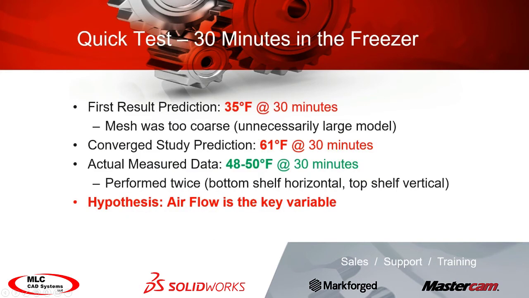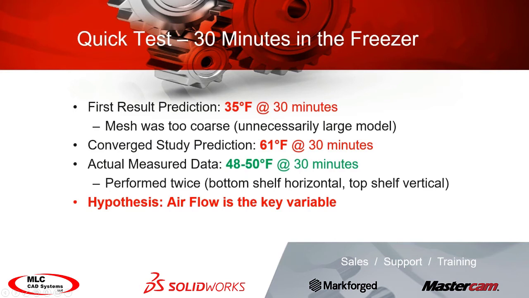So for my first test, I just said, well, let's just go throw a beer in the fridge or in the freezer for 30 minutes. So my first prediction was 35 degrees at 30 minutes, but we found that that was not even close. We converged the study at 61 degrees, but then when I did it and measured it, we got 48 to 50 degrees. I did it twice, one on the top shelf, one on the bottom shelf, and you can kind of see there was a couple of degrees of difference. So I'm still not there, but I'm not sure why.